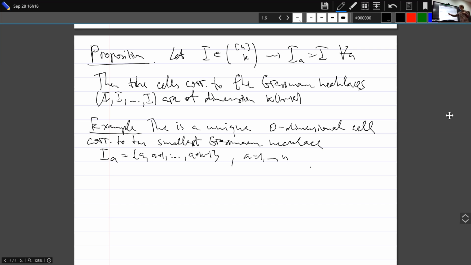Of course, here you have to understand these numbers are modulo n, but this is the smallest, and in this order, this is the smallest Grassmann necklace. And you can actually see that for the totally non-negative Grassmannian, there is a single top-dimensional cell. And here, this is the smallest cell of dimension.